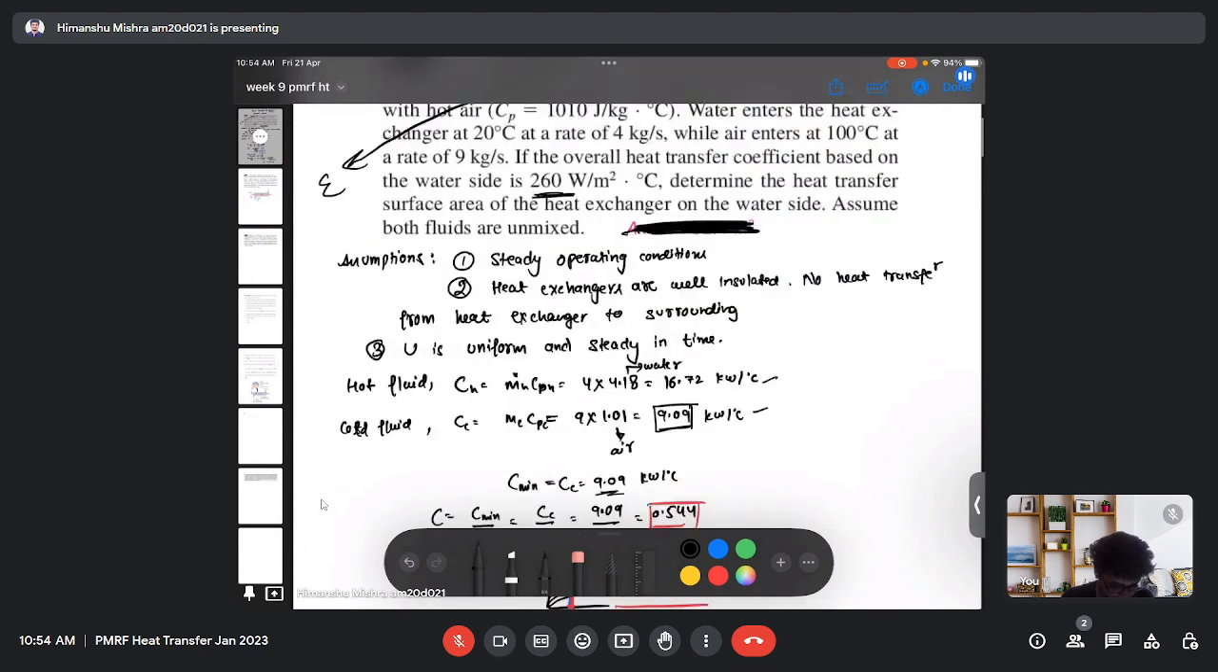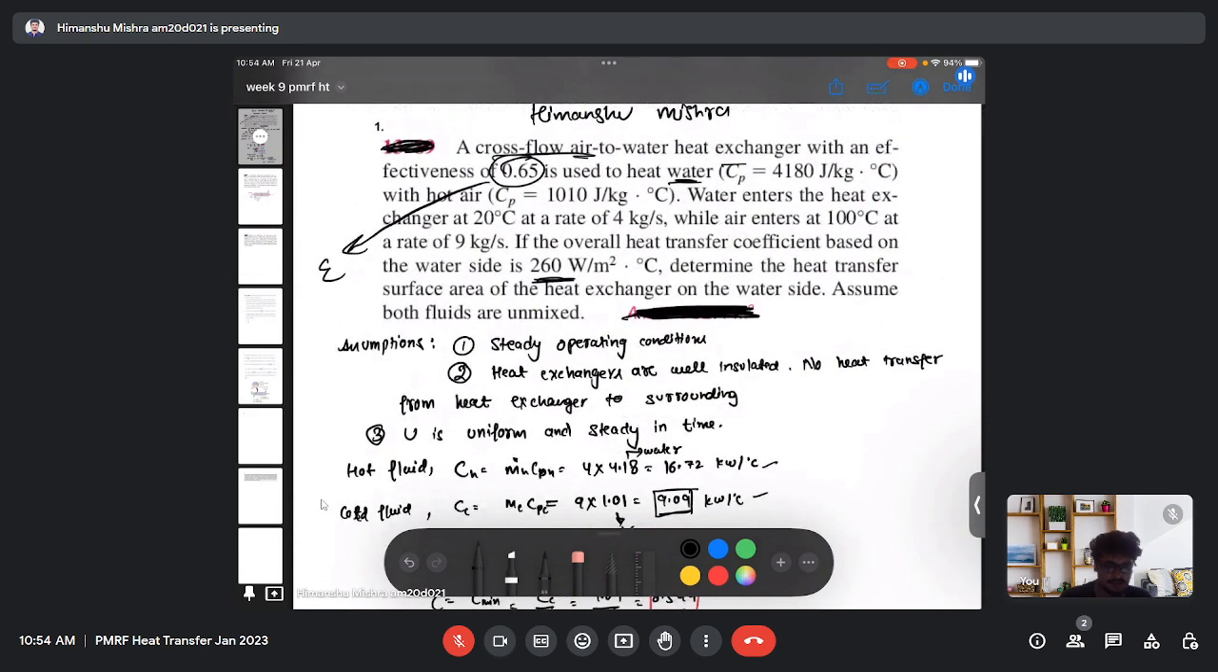So let me revise the things. We have given the cross flow heat exchanger, we have given the properties of water, and we have also given the effectiveness of the heat exchanger. We have given the inlet temperature and the mass flow rate, and also the overall heat transfer coefficient, and we need to calculate the surface area of the heat exchanger.